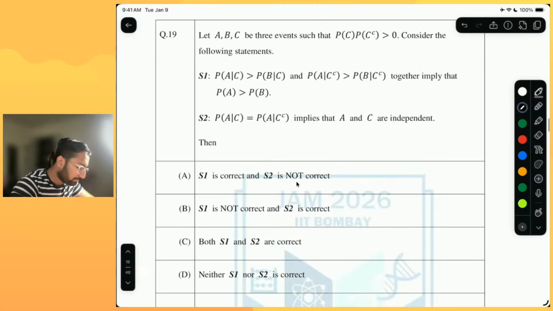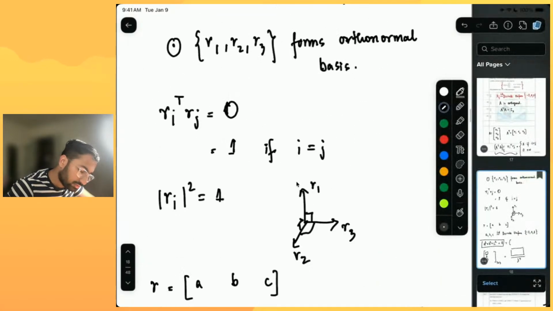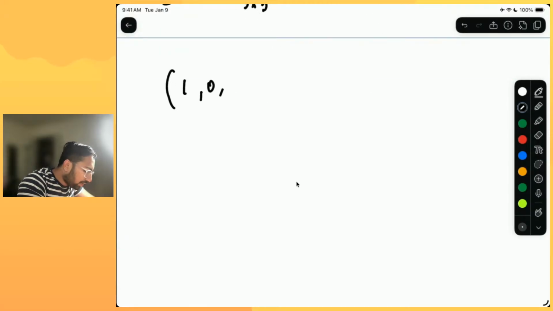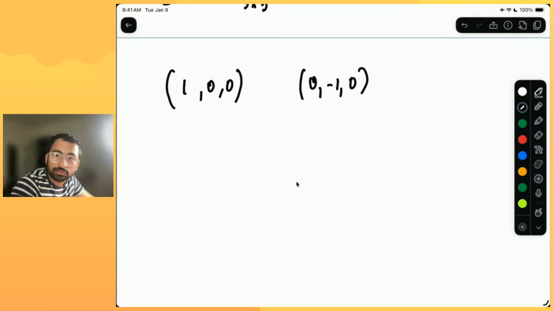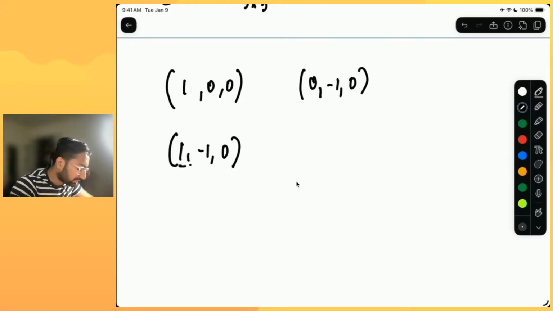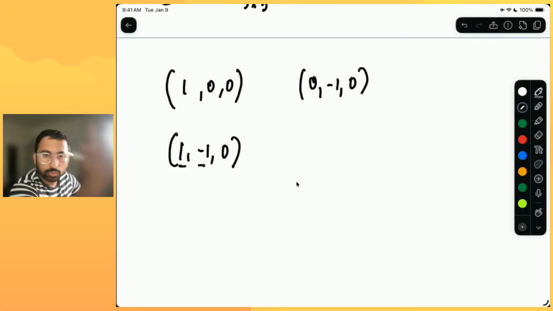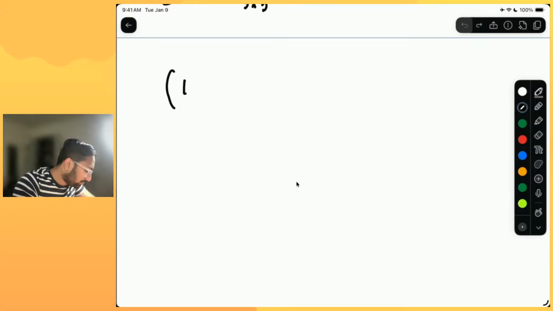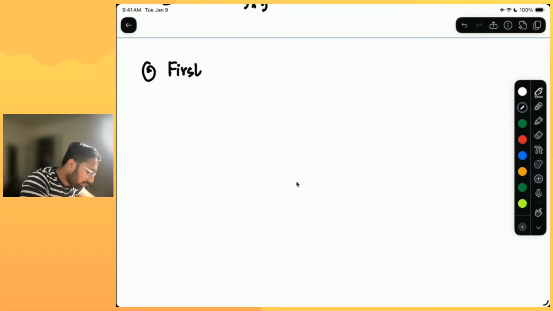For example, let me add a page here. 1, 0, 0 can be one of the solutions. 0, -1, 0 is one of the solutions. But 1, -1, 0 cannot be a solution, right? Because here you can see there are 2 non-zero elements, so its square sum will be 2 and the norm will be √2. So first, we are trying to count the possibilities where the norm is equal to 1.